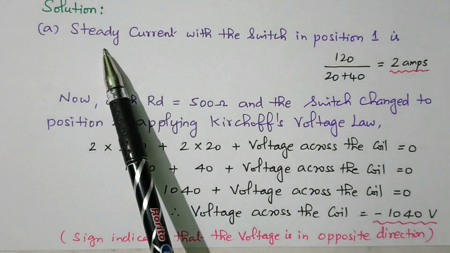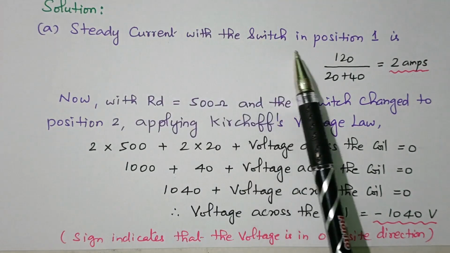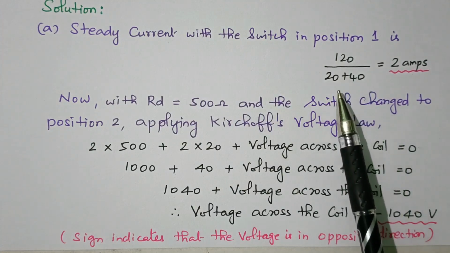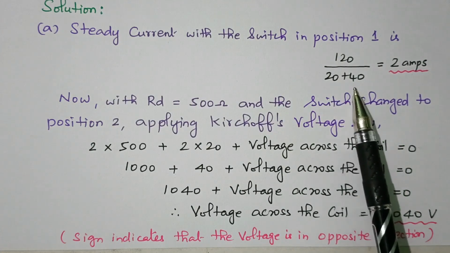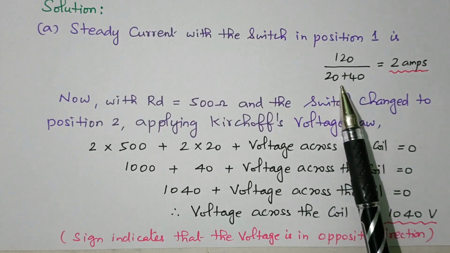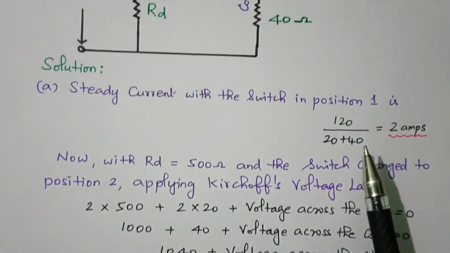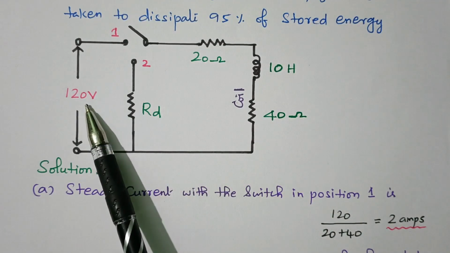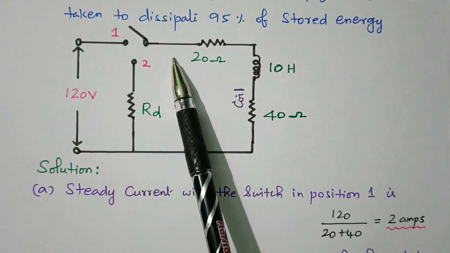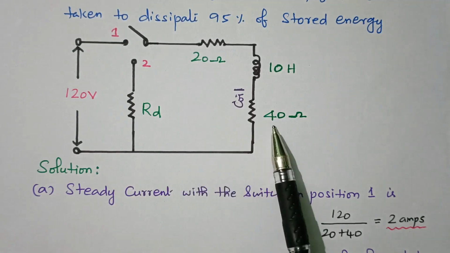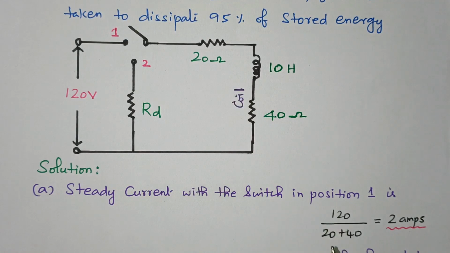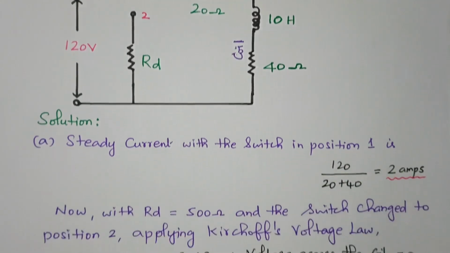First we will find the steady state current when the switch is in position 1. That is equal to 120 volts applied divided by 20 plus 40. So 120 divided by 60 is 2 ampere. When the switch is at position 1, the applied voltage is 120. The resistors are this 20 ohm resistor and the 40 ohm resistor, 20 plus 40. So 120 divided by 60 is 2 ampere.